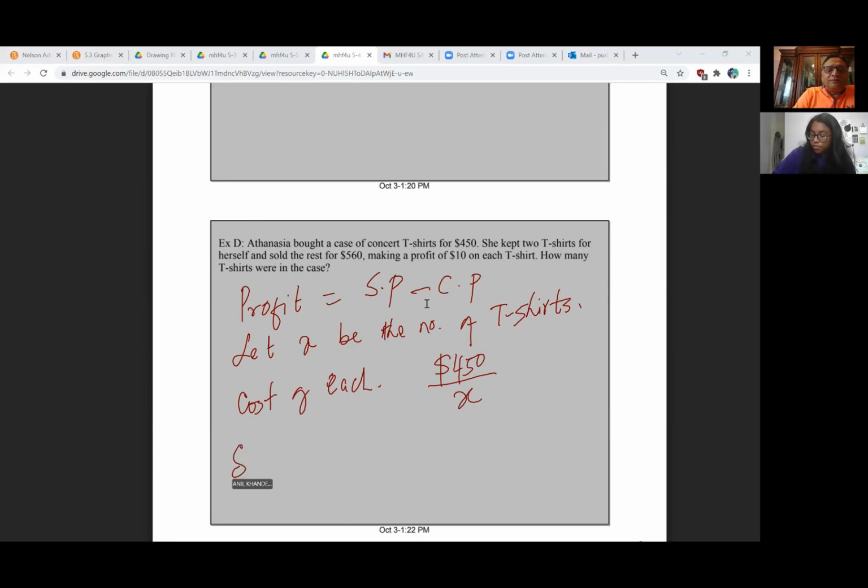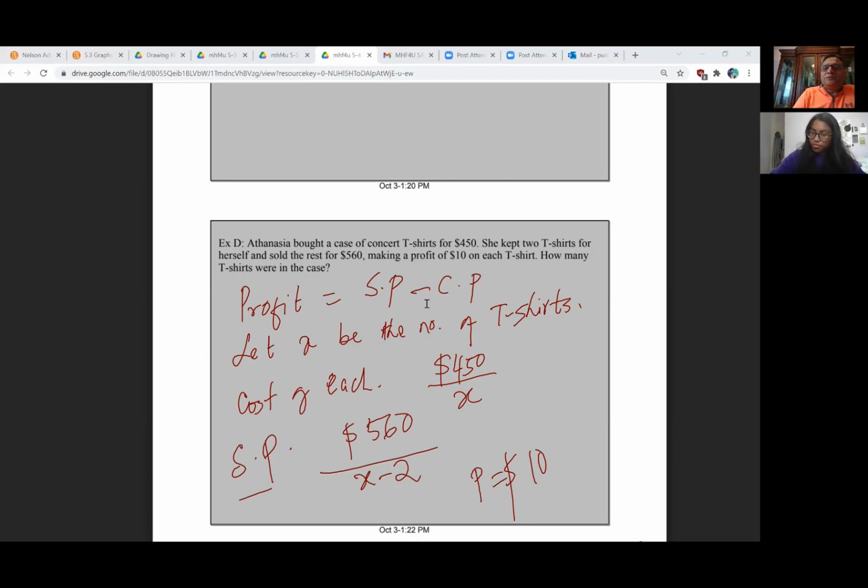What is the selling price? Sold at 560, correct? How many pieces? She kept two t-shirts for herself. That means x minus 2 were sold. Perfect? Yeah. And what is the profit in this case? $10 per shirt. So we have our equation. Do you see that?